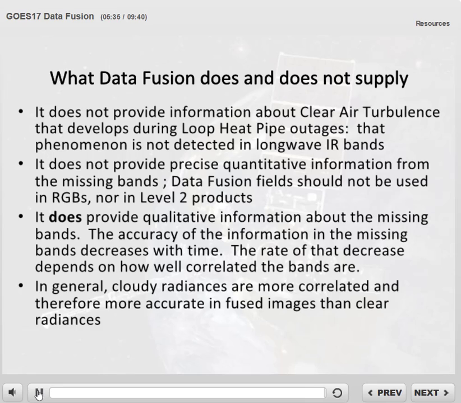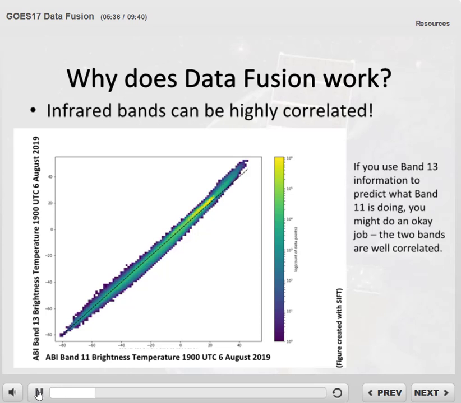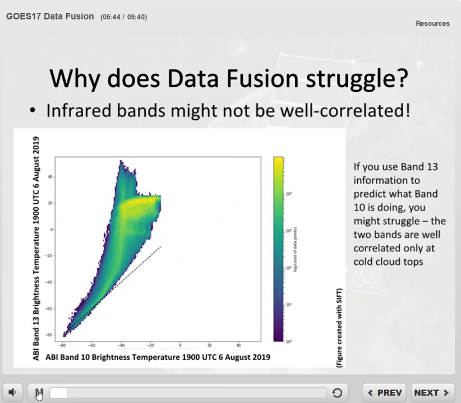Band 11 and band 13 are very well correlated as shown in this plot. Fusion should work well with band 11. Band 13 and band 10, in contrast, are not very well correlated except at cold cloud tops. Fusion errors will be larger in band 10 than in band 11.